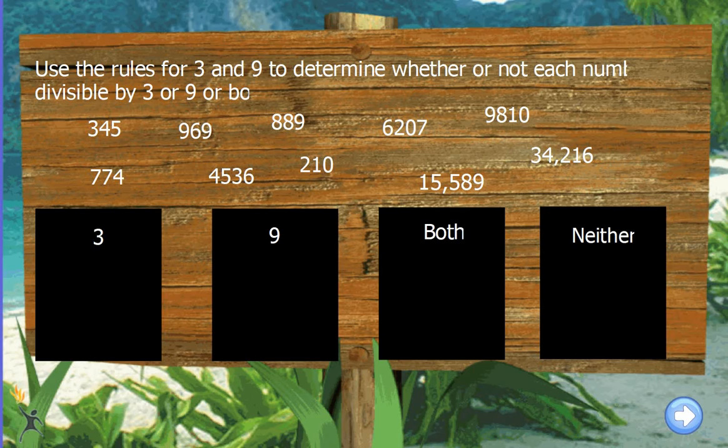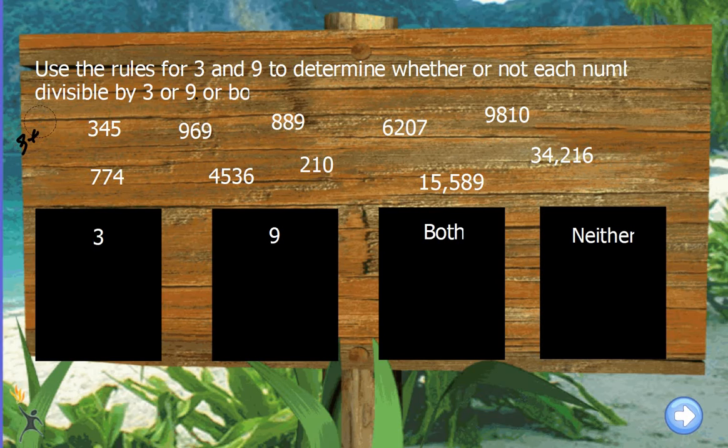Alright, so in this one what you're going to do is determine, are these numbers that are given here divisible by 3 or by 9, possibly by both, or by neither. So you're going to write these numbers down and do the practice and decide which box they would fall into. So again, I'll do an example.